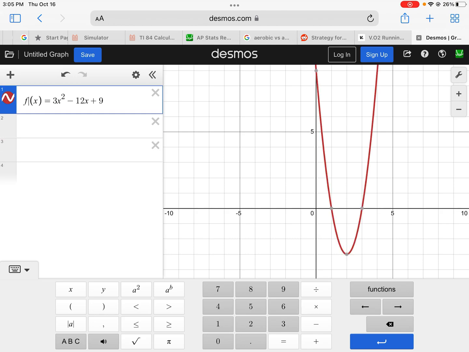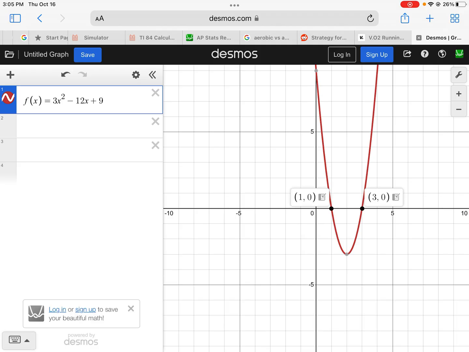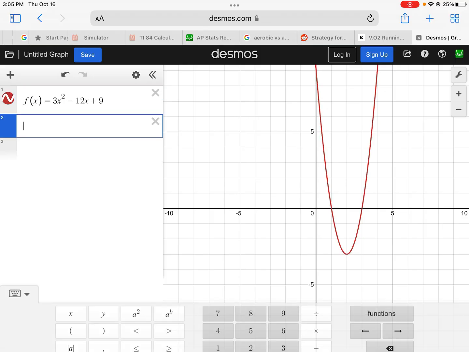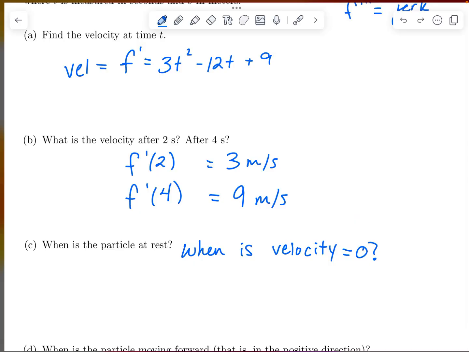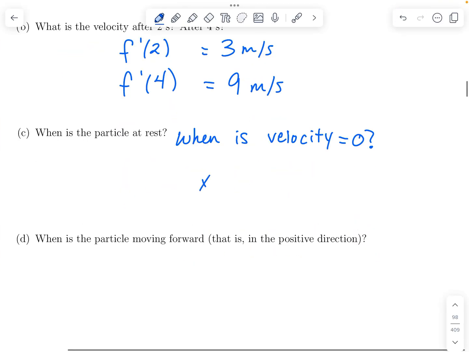I can do f of x. I can find my zeros. It's at rest at 1 second and at 3 seconds. That's when the velocity is 0, at 1 second and at 3 seconds. So at x equals 1 and at x equals 3, the velocity is 0.